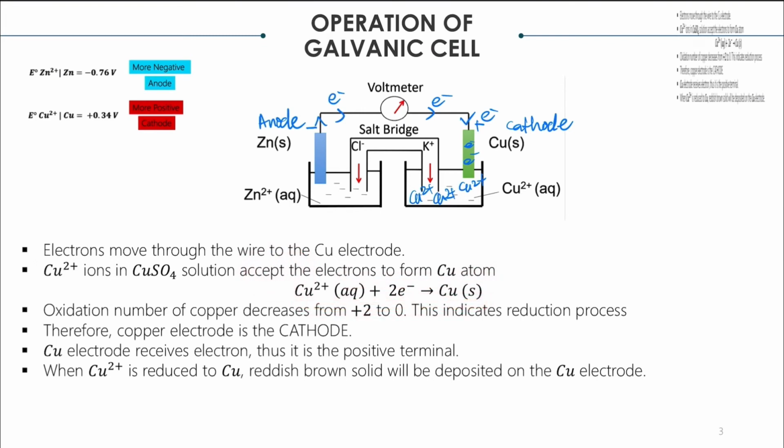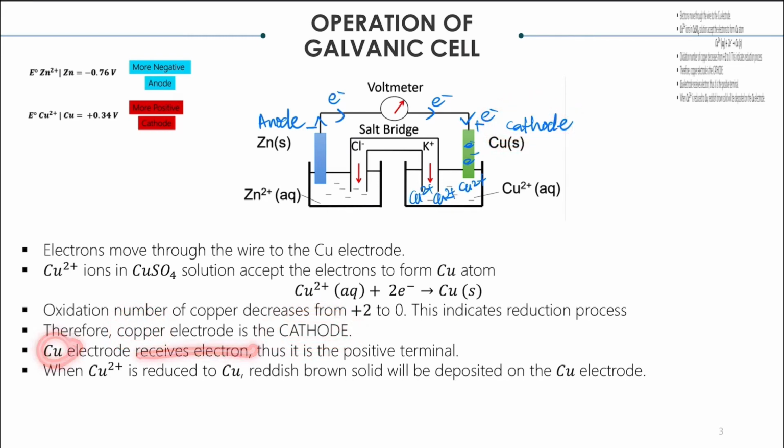As we can see, the oxidation number of copper decreases from +2 to 0. This indicates a reduction process is happening. Therefore, the copper electrode is the cathode. The copper electrode receives electrons, thus it is the positive terminal.